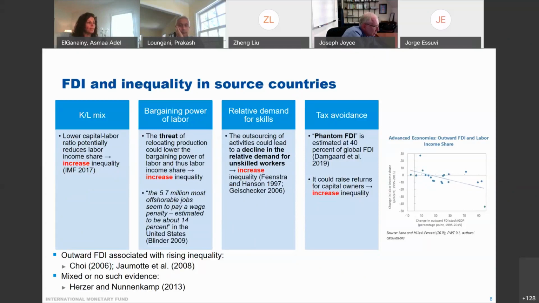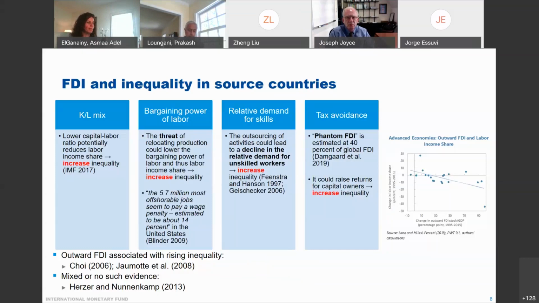Now, the decline in labor income share, as I mentioned before, can take place even without actual capital flows taking place. And this takes us to the second channel, which is the bargaining power of labor. As I mentioned before, the threat of being able to relocate production abroad could lower this bargaining power, and that would reduce the labor income share and tend to increase inequality.